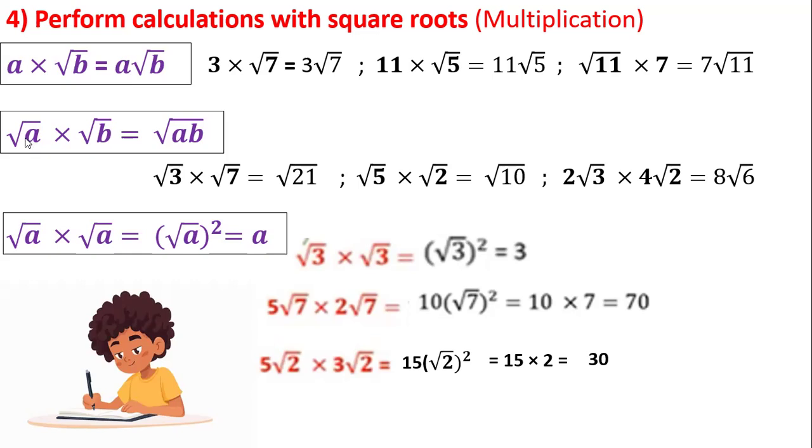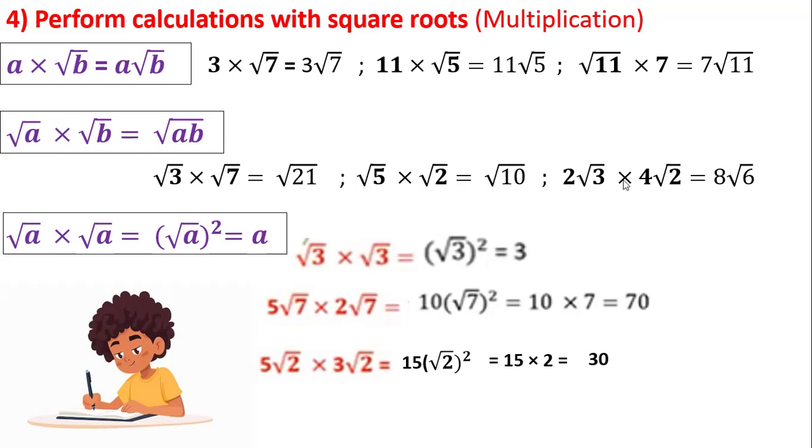The second rule, radical A times radical B. We are multiplying 2 radicals having different radicands. So we keep the radical and we multiply the radicands. Radical AB means A times B. Radical 7 times radical 3. We are multiplying different radicals. So it's radical of 3 times 7, the answer is 21. We directly write radical 21. Radical 5 times radical 2. So different radicals. So we say it's radical 5 times 2, which is radical 10.